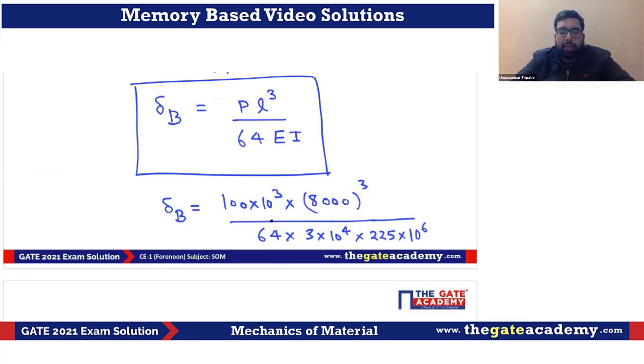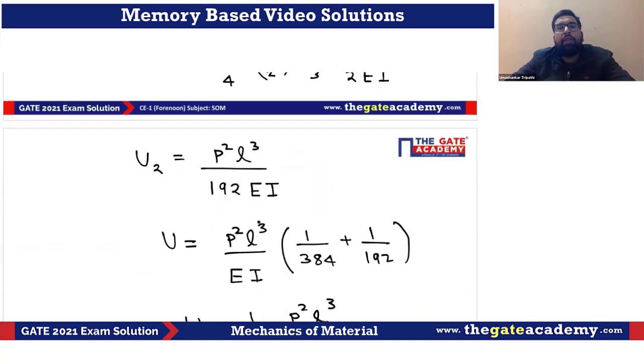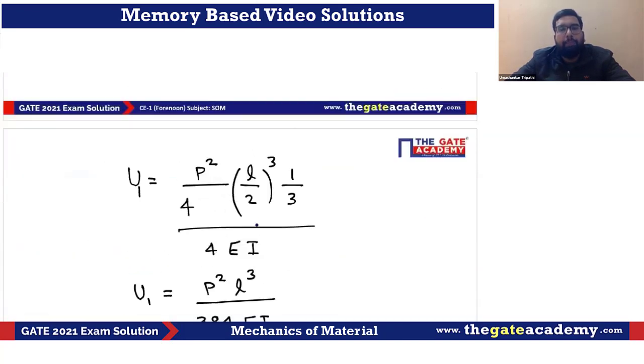You can tell me in the comment section what we are getting from here. Let me calculate with you guys. From this, we are getting 118.5 mm. This is the deflection of this point B.